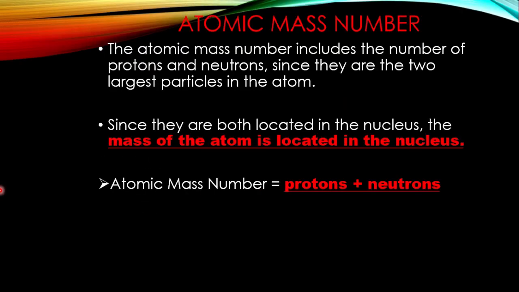Next, we go to mass number or atomic mass. Atomic mass, atomic weight, and the mass number can be interchanged for now. So the atomic mass number includes the number of protons and neutrons since they are the two largest particles in the atom. The number of electrons is negligible, kahit na hindi na natin isama kasi sobrang liit ng kanilang mass. Since they are both located in the nucleus, the mass of the atom is located in the nucleus. Concentrated ang weight ng isang atom sa nucleus. The atomic mass number is equal to the number of protons and the number of neutrons.